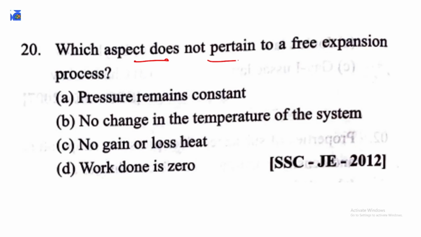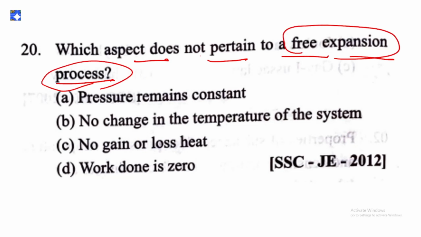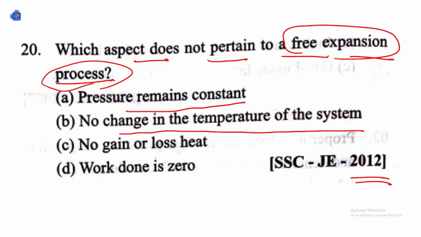Which aspect does not pertain to free expansion process? We already know that for free expansion the work done is 0. Which aspect does not pertain to a free expansion process, in the year 2012? Option A, pressure remains constant. Option B, no change in temperature of the system. Option C, no gain or heat loss. Option D, work done is 0. So the thing is, it is said that it is free expansion.